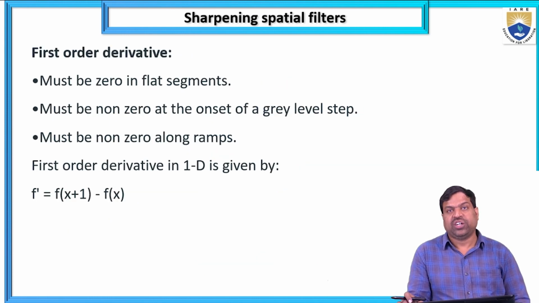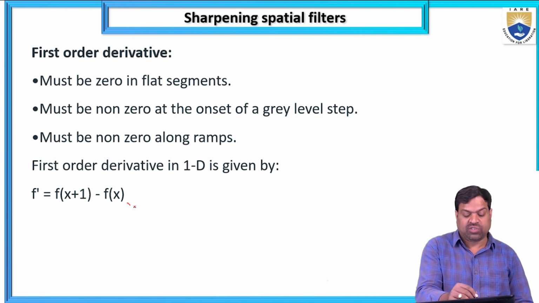So what is the first order derivative? It must be 0 in flat segments, must be non-zero at the onset of a gray level step, and must be non-zero along ramps. The first order derivative in 1D is given by f dash equal to f of x plus 1 minus f of x. Okay, it is the first order.